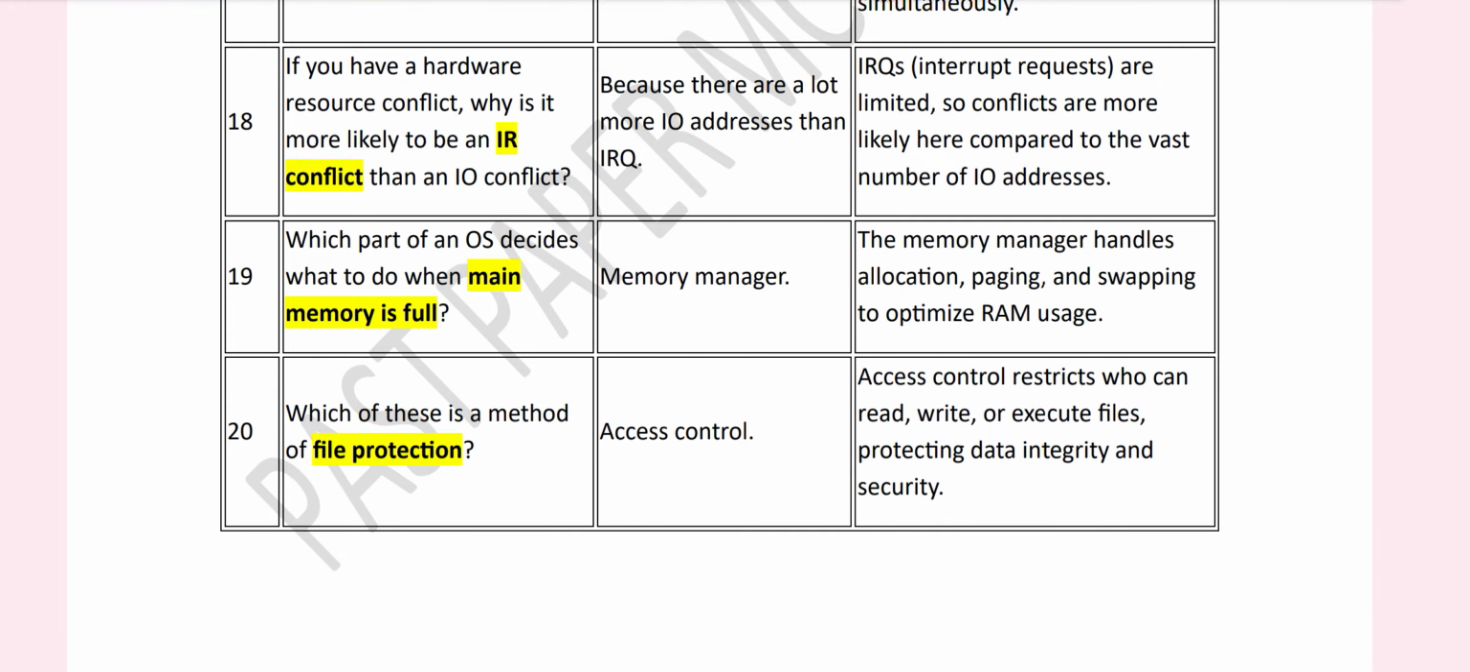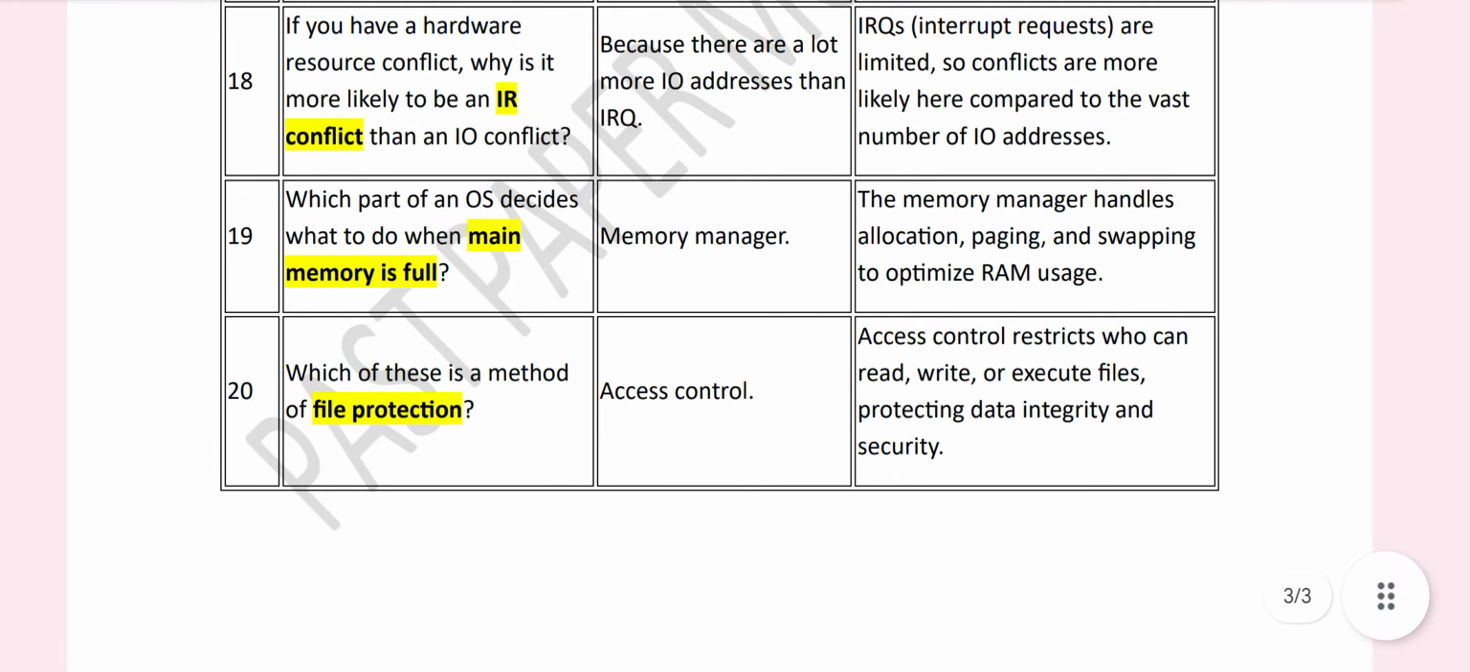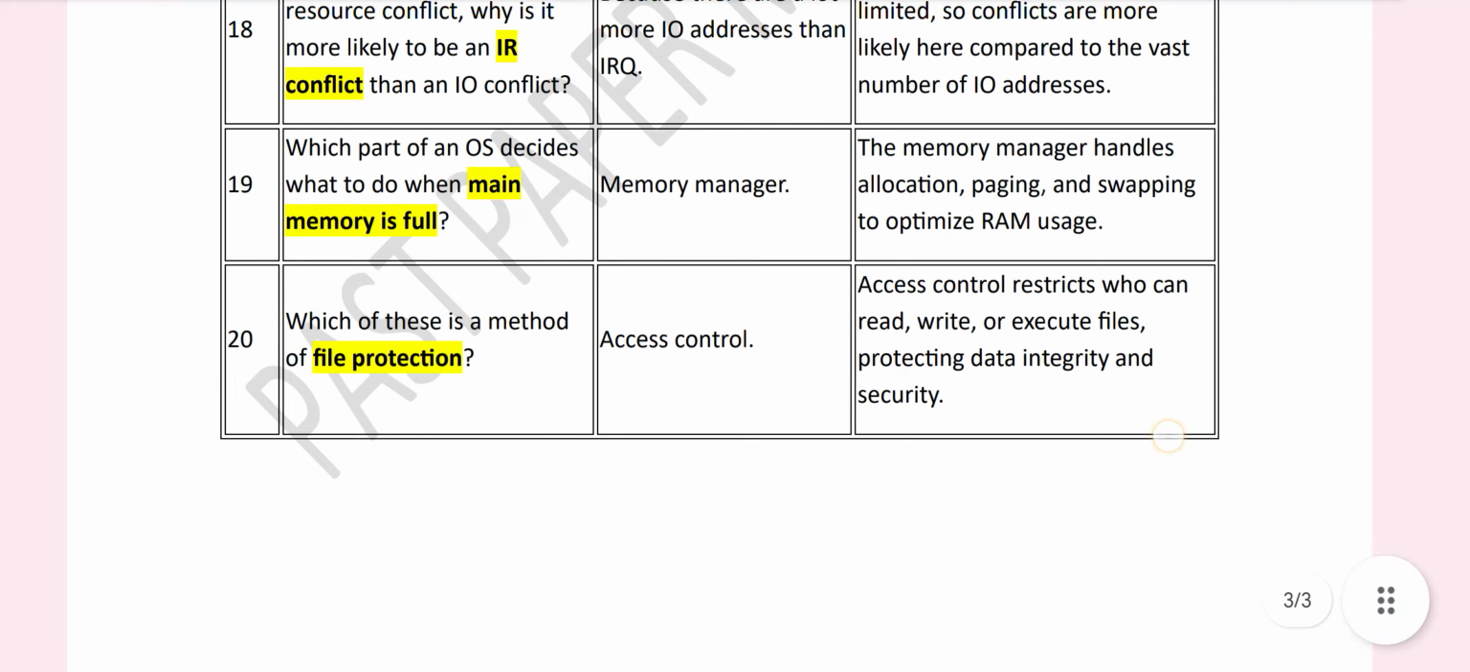Question number 19 is, which part of the operating system decides what to do when main memory is full? Memory manager is the right answer. The memory manager handles allocation, paging, and swapping to optimize RAM usage.